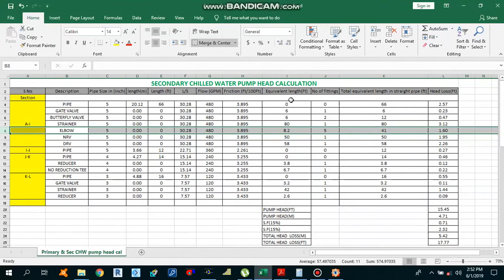So we need to calculate the equivalent length in feet for these 5-inch elbows. Since we are using long radius elbows over here, depending on the site condition, we can use standard elbows, but we are using long radius elbows, 5 inches. So we need to get this equivalent length.